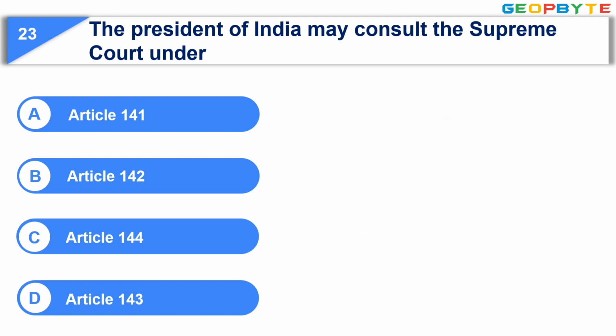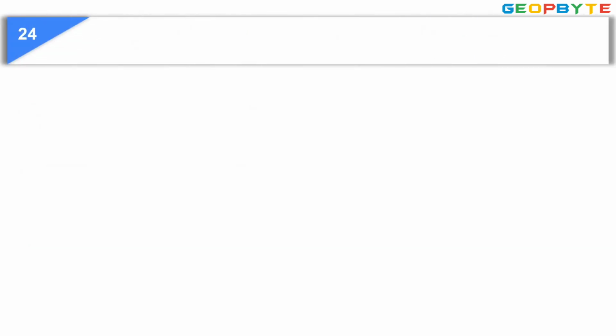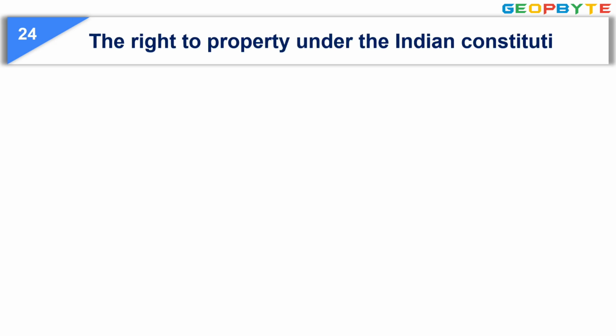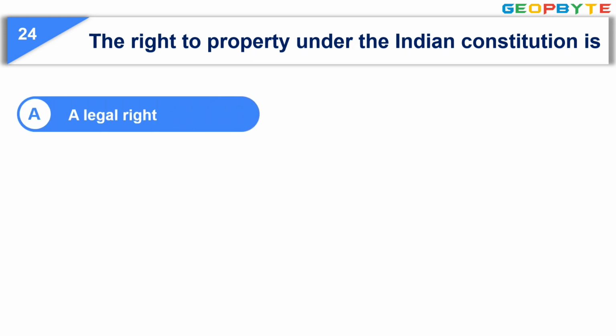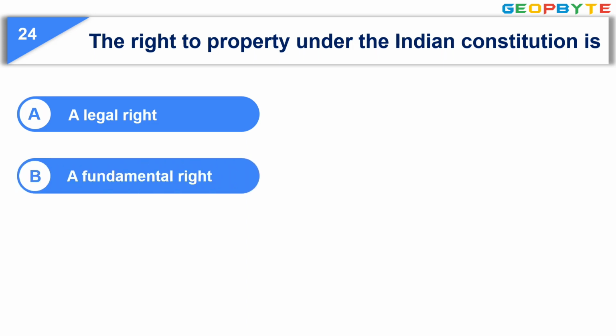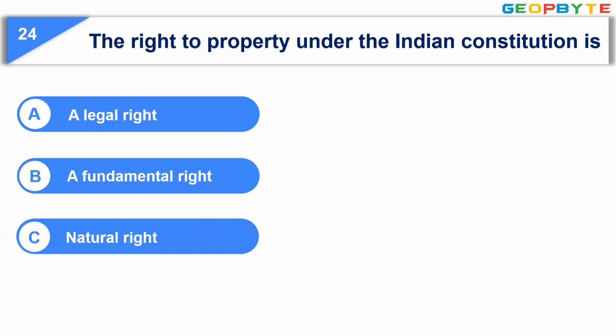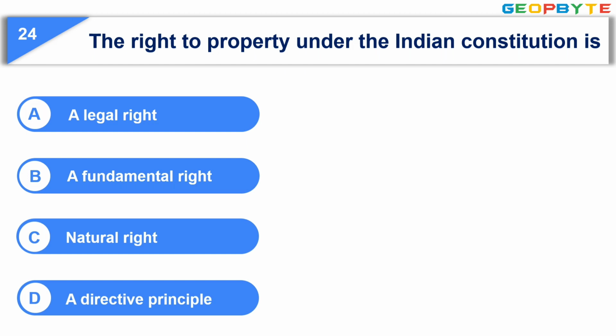Your time is up and the correct answer is option D, Article 143. Moving to the 24th question. The right to property under the Indian Constitution is option A, a legal right, option B, a fundamental right, option C, natural right, option D, a directive principle. Your time starts now.